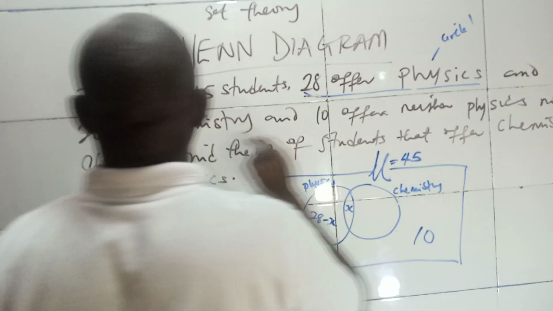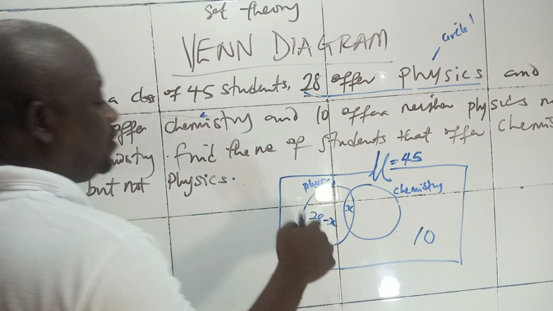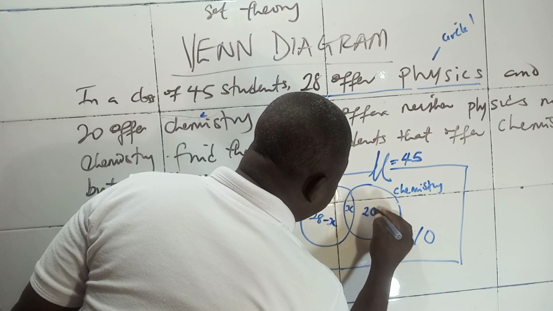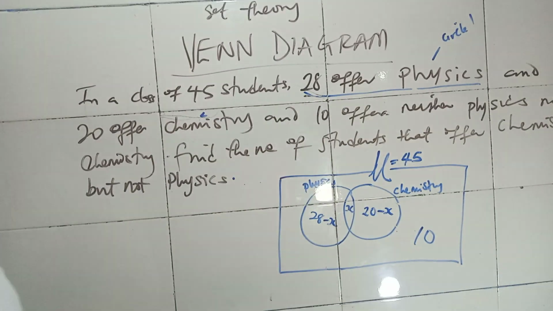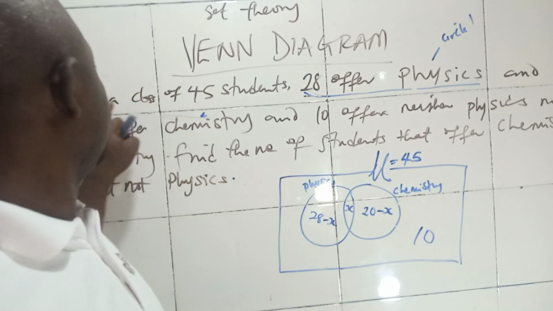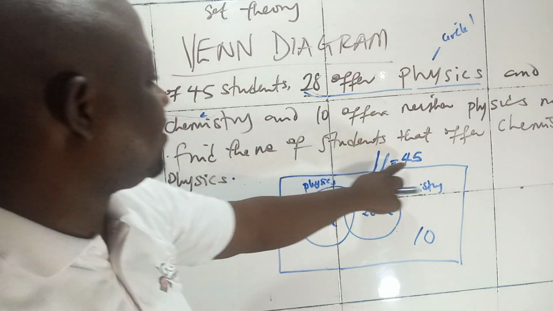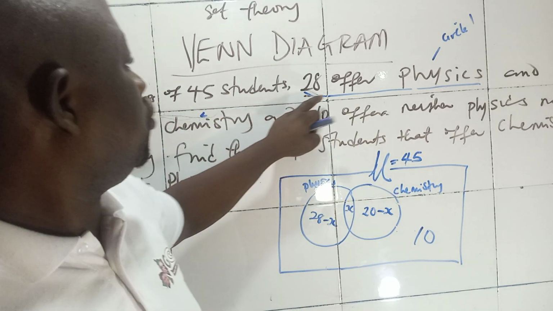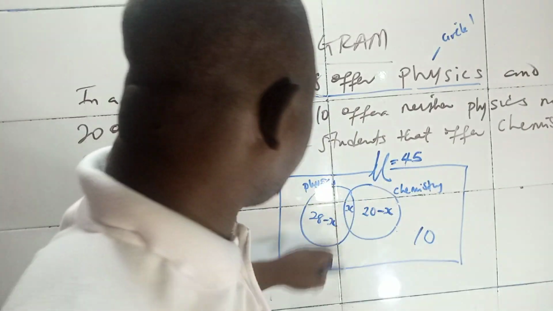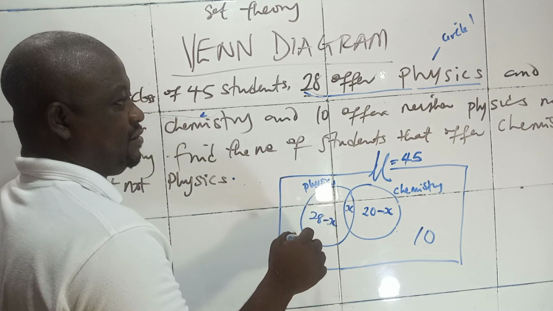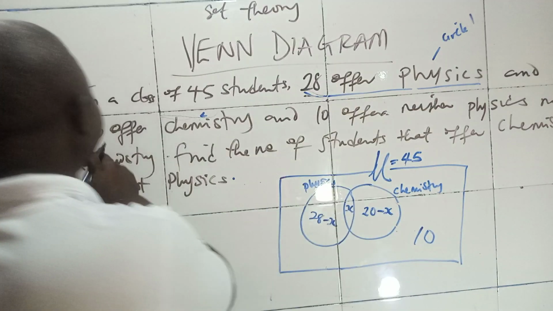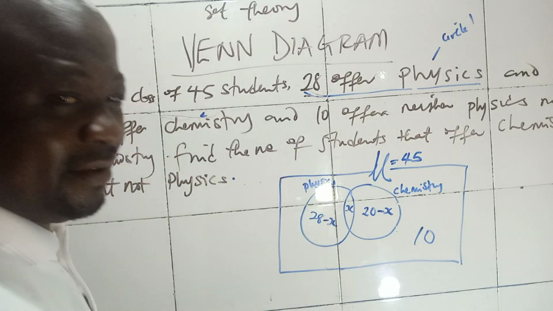Now, and 20 offer chemistry, the same thing. I have to subtract this x from that 20. So I have 20 minus x. So I've interpreted the whole information here. In a class of 45 students, universal set; 28 offer physics, not physics only. That is why I didn't come here and write just 28. And 20 offer chemistry, not chemistry only.